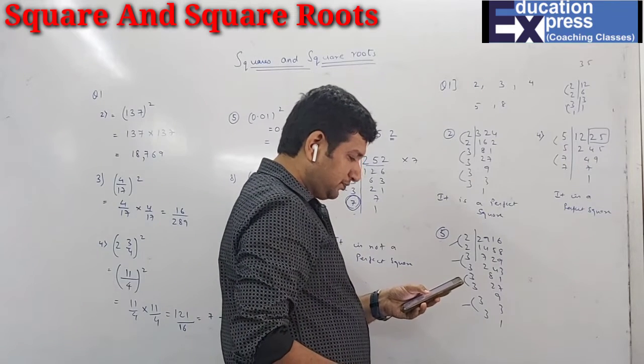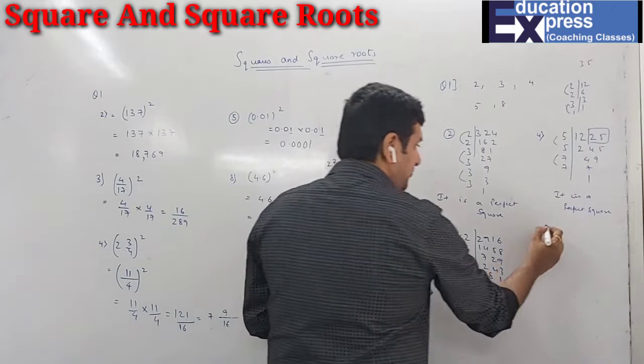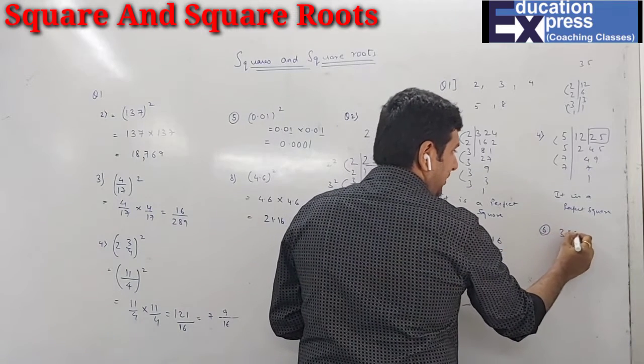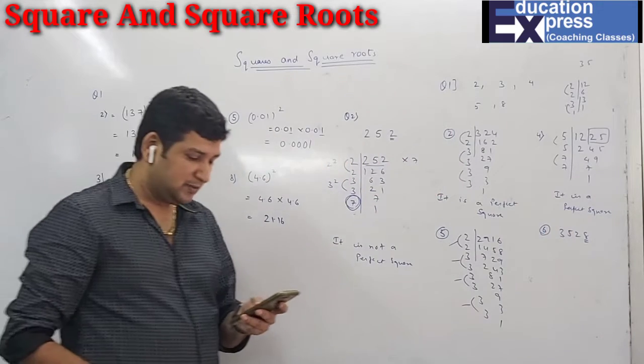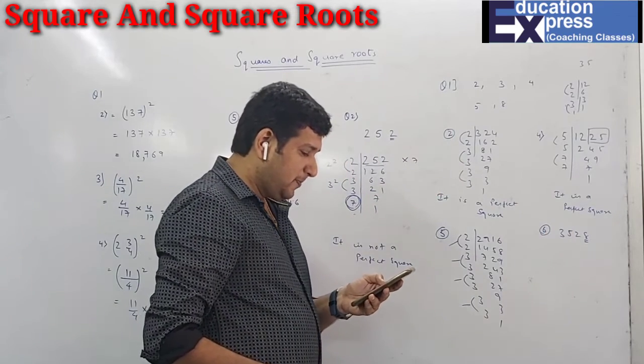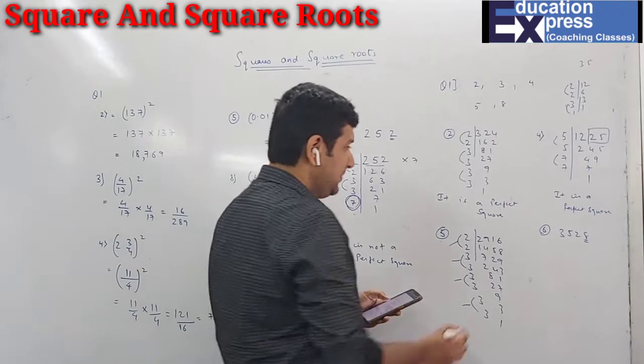Next is question number 6, which is 3528. Looking at the number only, I can say it is not a perfect square because it has 8 in the unit place. Okay, now we'll do the 8th sum.